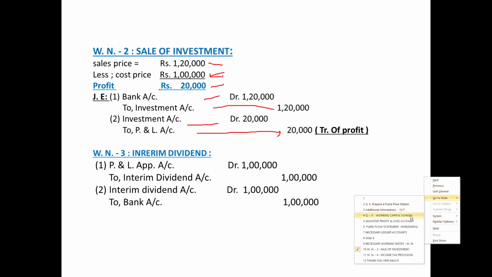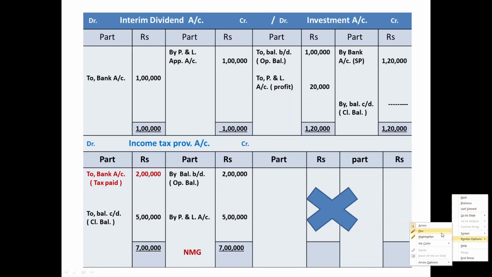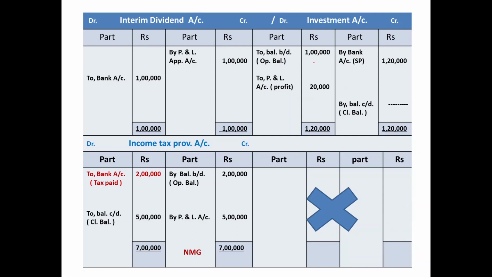Let us give the posting impact in the concerned ledger account of the investment. Have a look at the investment account. Opening balance 1 lakh. Posting of our first journal entry: bank account debited to investment account credited 120. Then the posting of the second journal entry for transfer of profit: investment account debited to profit and loss account credited. Account is over at 120, no closing balance.